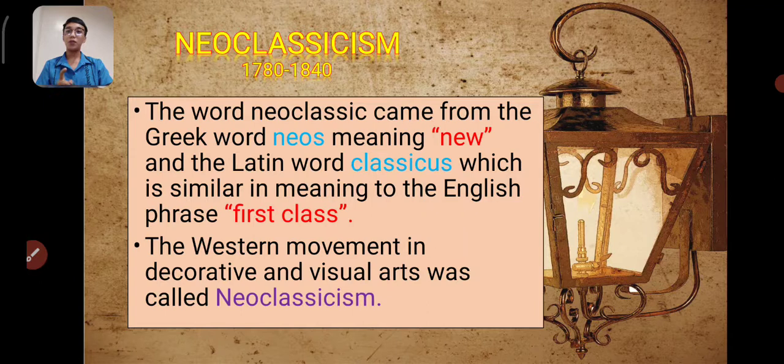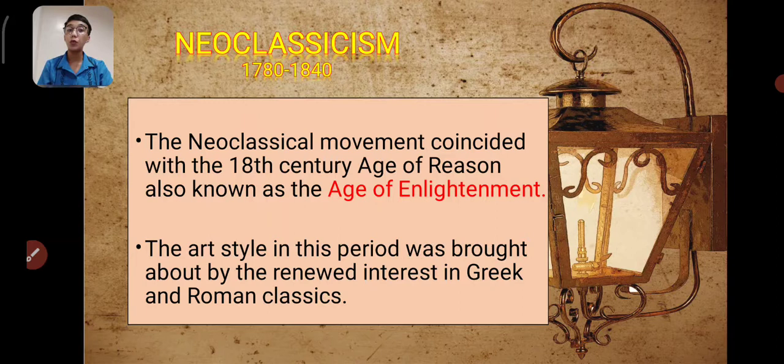The Neoclassical movement coincided with the 18th century Age of Reason, also known as the Age of Enlightenment. So what was the Age of Enlightenment? Do you know what happened before the Age of Enlightenment during that time? During that time of Roman leaders, only the priests had the authority to decide. So there was no free will. But through the revolutionary actions led by different philosophers like Voltaire and John Locke, also known as the father of liberalism and the most influential philosopher, the Age of Enlightenment came about, along with the separation between the state and the religion.